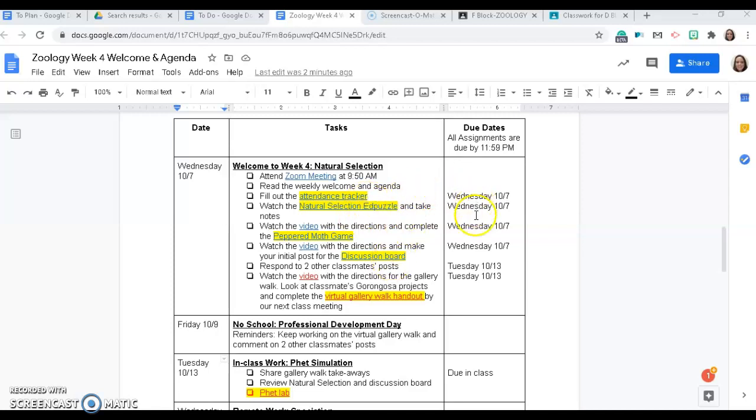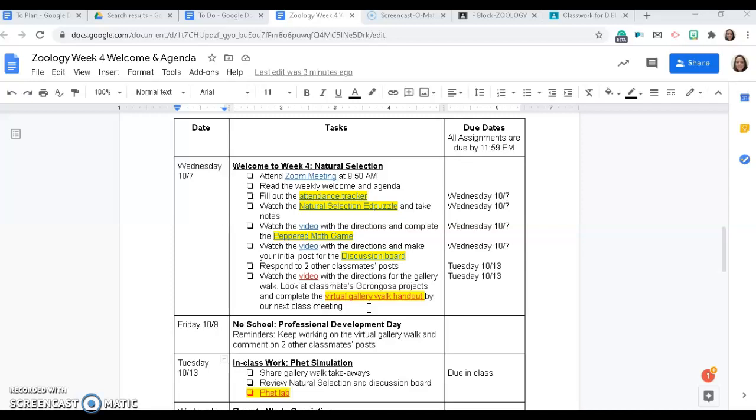These 4 things are due on the 7th, today, Wednesday the 7th. I would like you to please respond to 2 other classmates' posts by the time you get to class on Tuesday the 13th. So need to have that done when you get to class because we will be talking about it. And then also, you will be doing the virtual gallery walk. The gallery walk is also going to be due when you come to class on Tuesday the 13th.